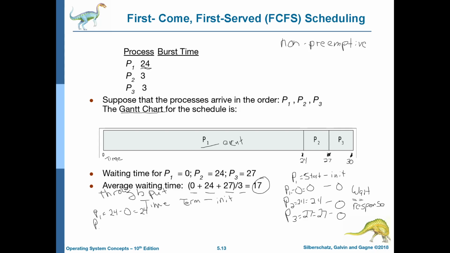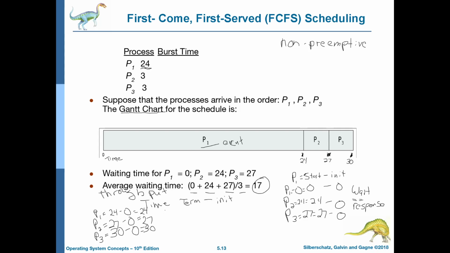Process 2, its terminate time was 27. Its initialized time was 0. Therefore, process 2 has a throughput time of 27. And finally, process 3 terminated at time unit 30. It initialized at 0. Therefore, its throughput time is 30.